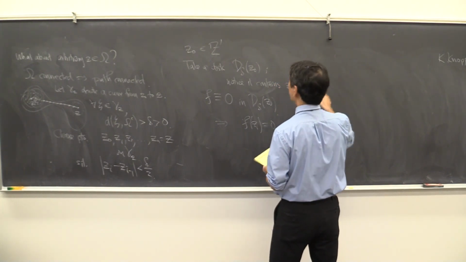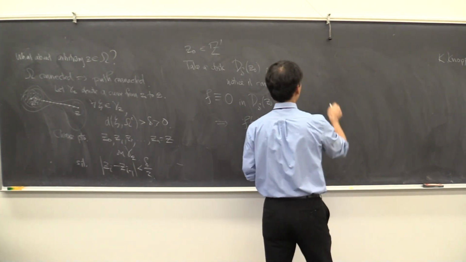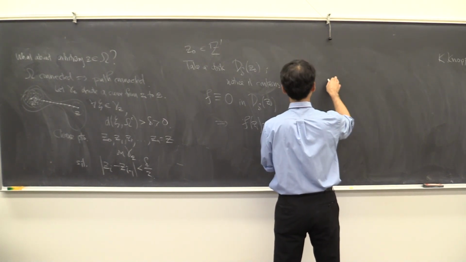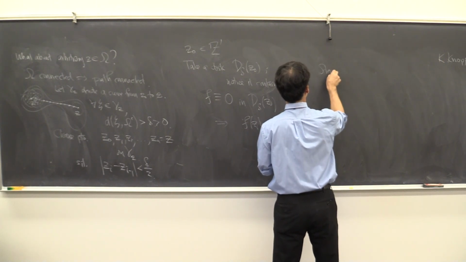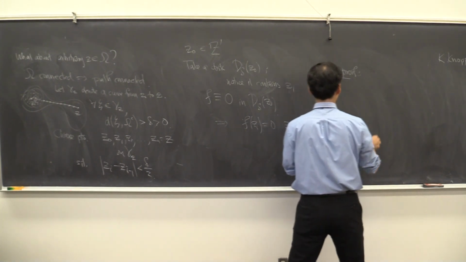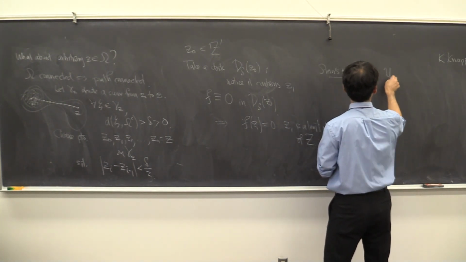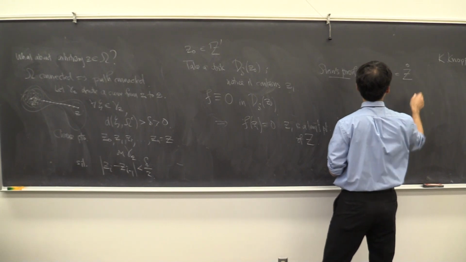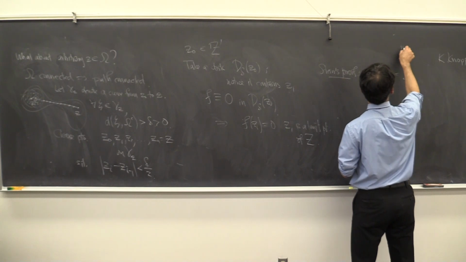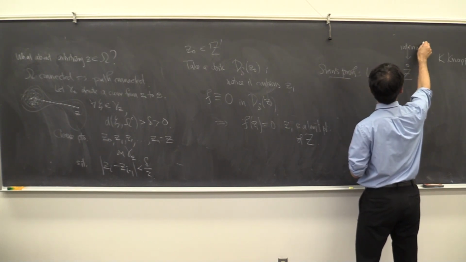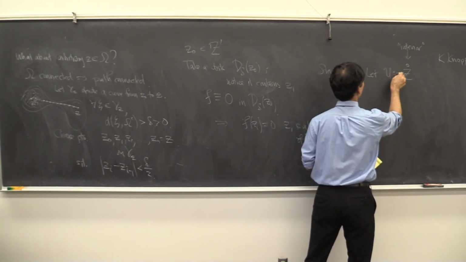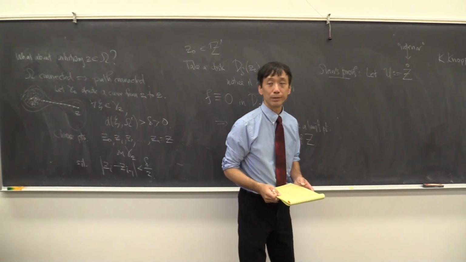Okay. Now, Stein's way of doing it uses basically the same facts, but in a slightly different way. So Stein's proof as opposed to Knopf's proof. Let U be the interior of Z. In case you're not familiar, this symbol means interior. So let U denote the interior of the set of zeros.